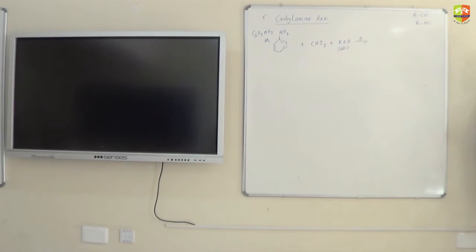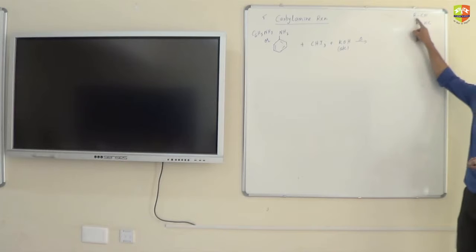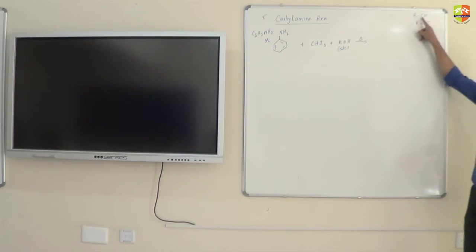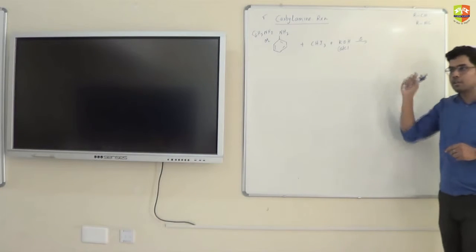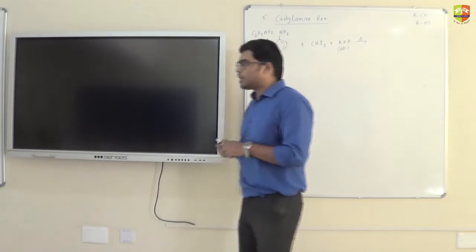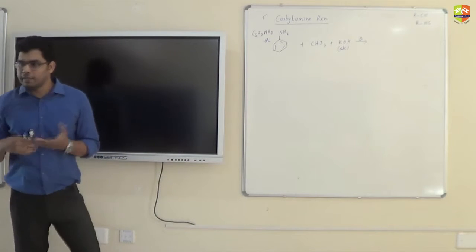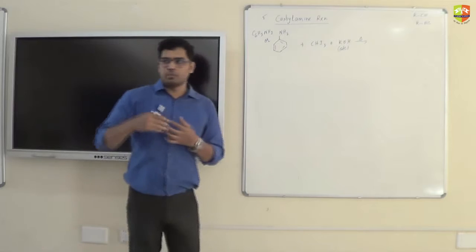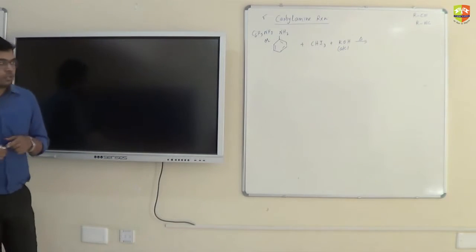Okay? CN minus is an ambidentate ligand. Okay, ambidentate ligand we discuss in the coordination compounds chapter. The point is this carbon and this nitrogen both have the tendency to attach with another group, an alkyl group. So whenever you have one molecule in which more than one atom has the tendency to attach, like in this case we have carbon and nitrogen, we call it an ambidentate ligand. A ligand is one which donates a lone pair to form a bond.